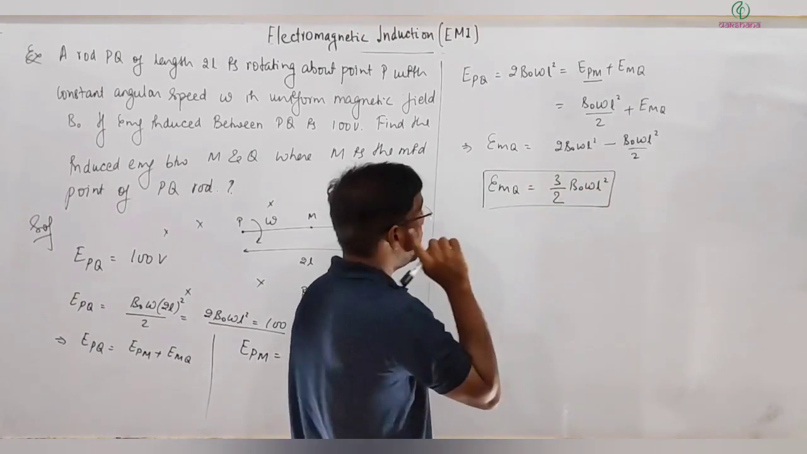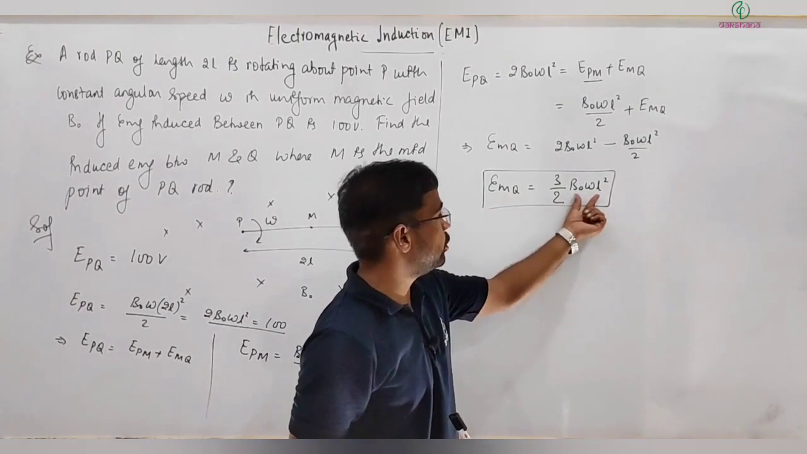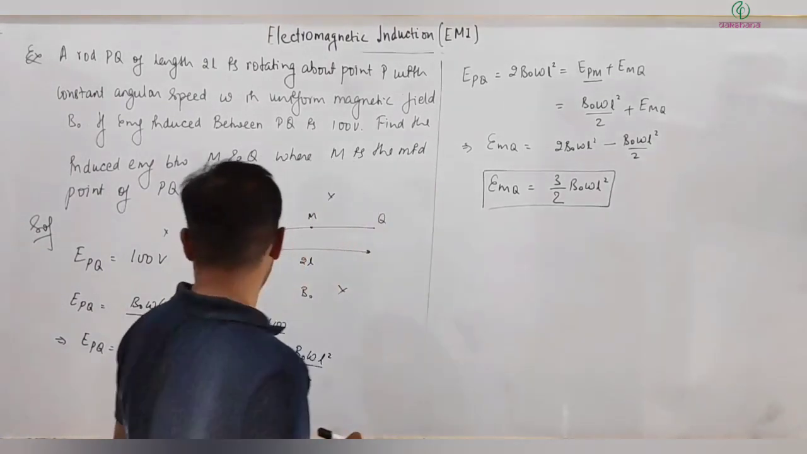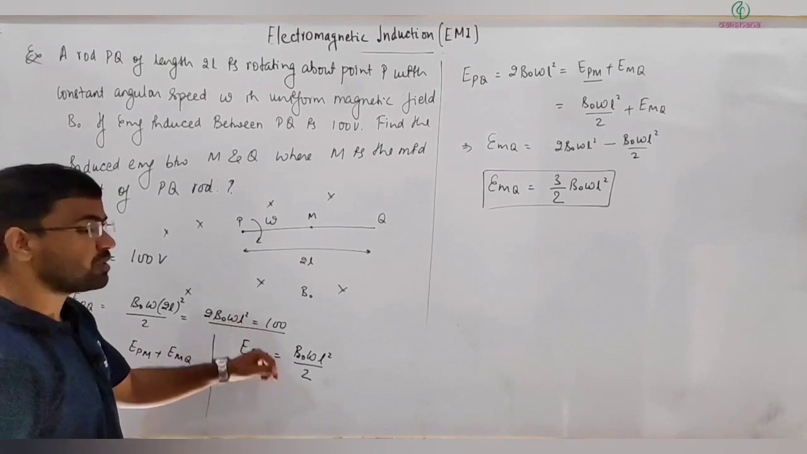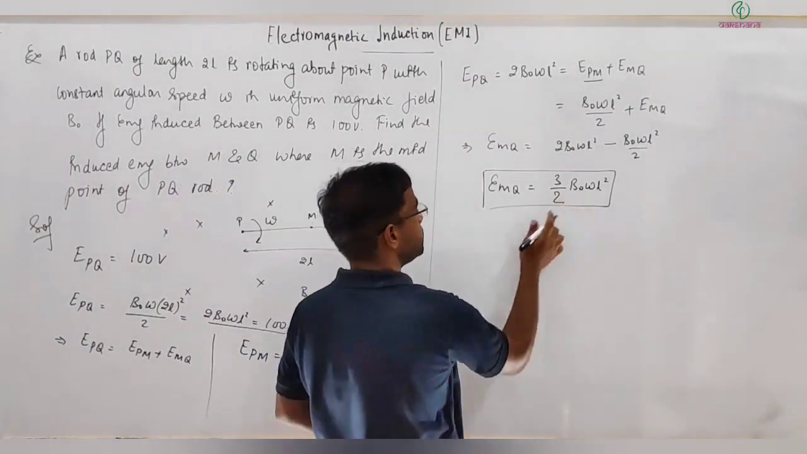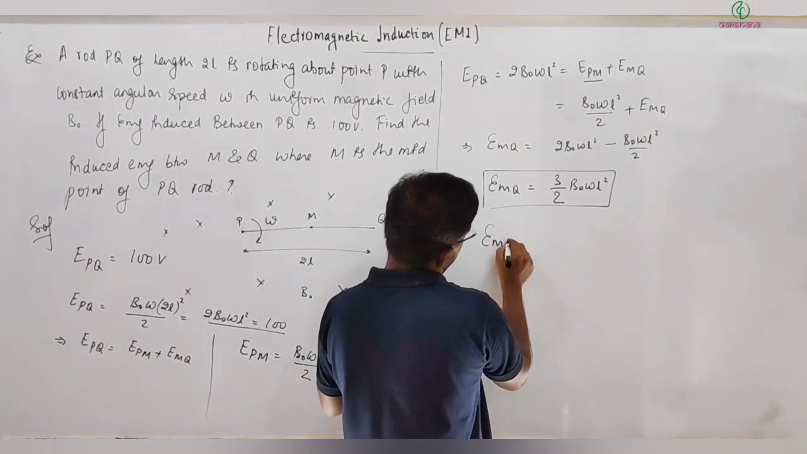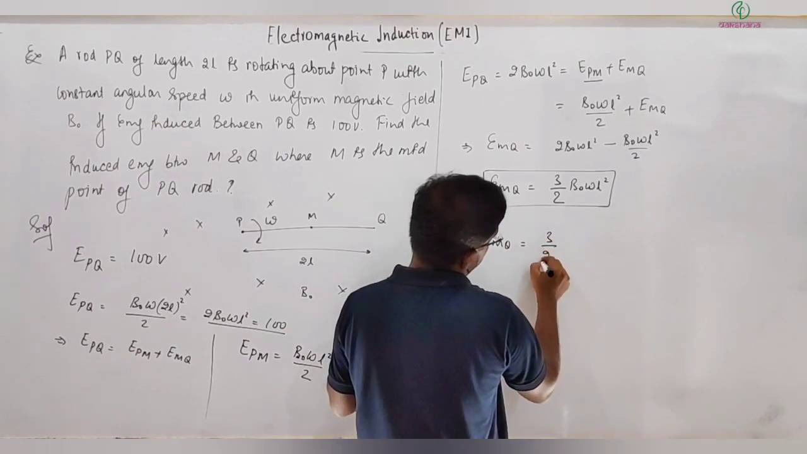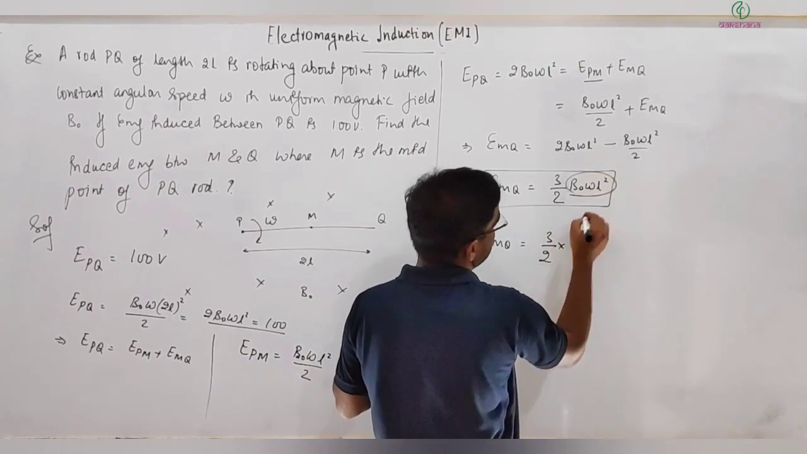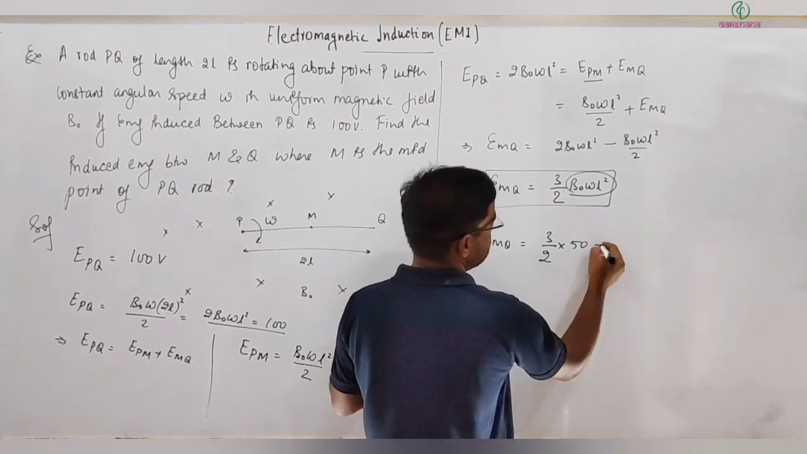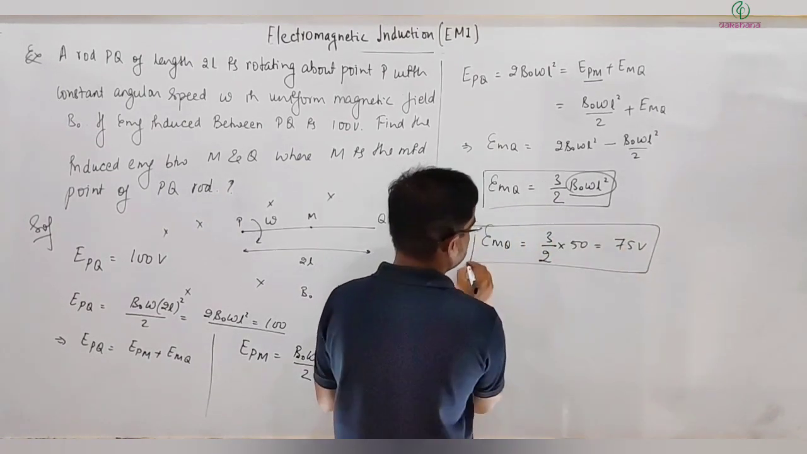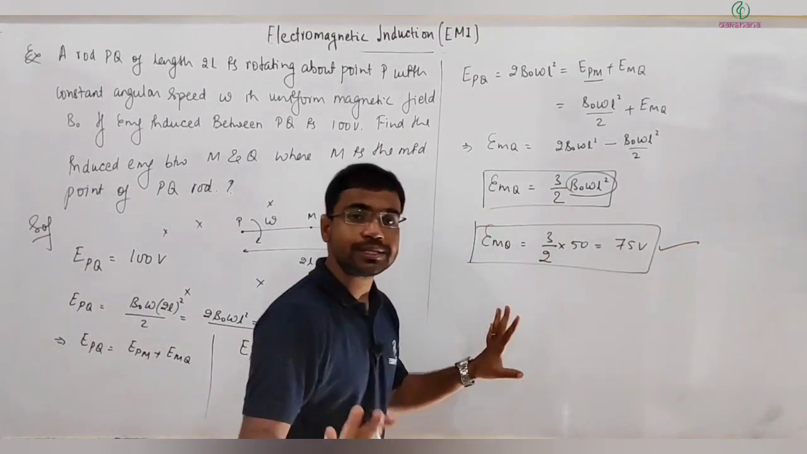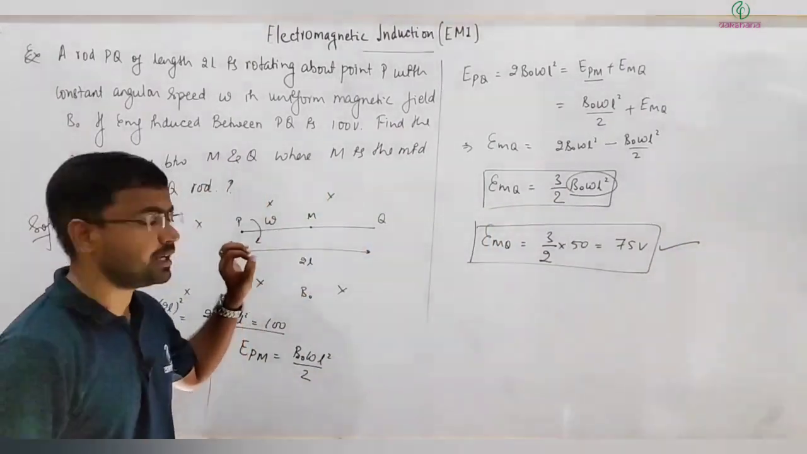Clear this? And I know the value of B naught omega L square. 2 B naught omega L square is 100, so B naught omega L square is 50, so that I can substitute it here. E MQ is equal to 3 by 2, and this is equal to 50. This implies it's coming out to 75 ohm. That is your answer. Right? So simple thing, like there should not be any confusion.